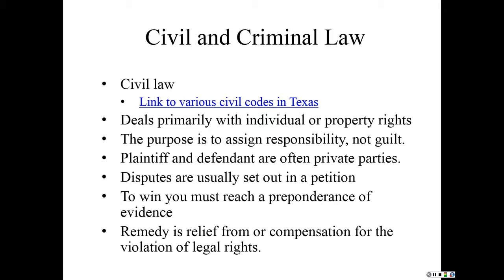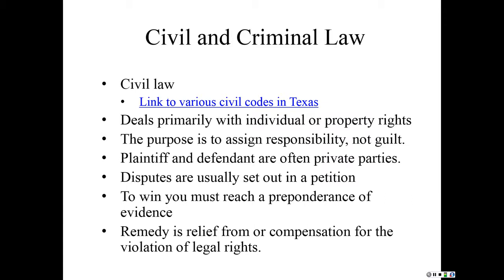Remedy is relief from or compensation for the violation of legal rights. Compensation, very easy to understand. It is money. An example of this: you're driving along, somebody runs a red light and hits your car. If you can prove that they are more than 51% responsible, your car is injured, they are responsible for fixing the damage to your car, purchasing you a new car, whatever. They're going to be held responsible.